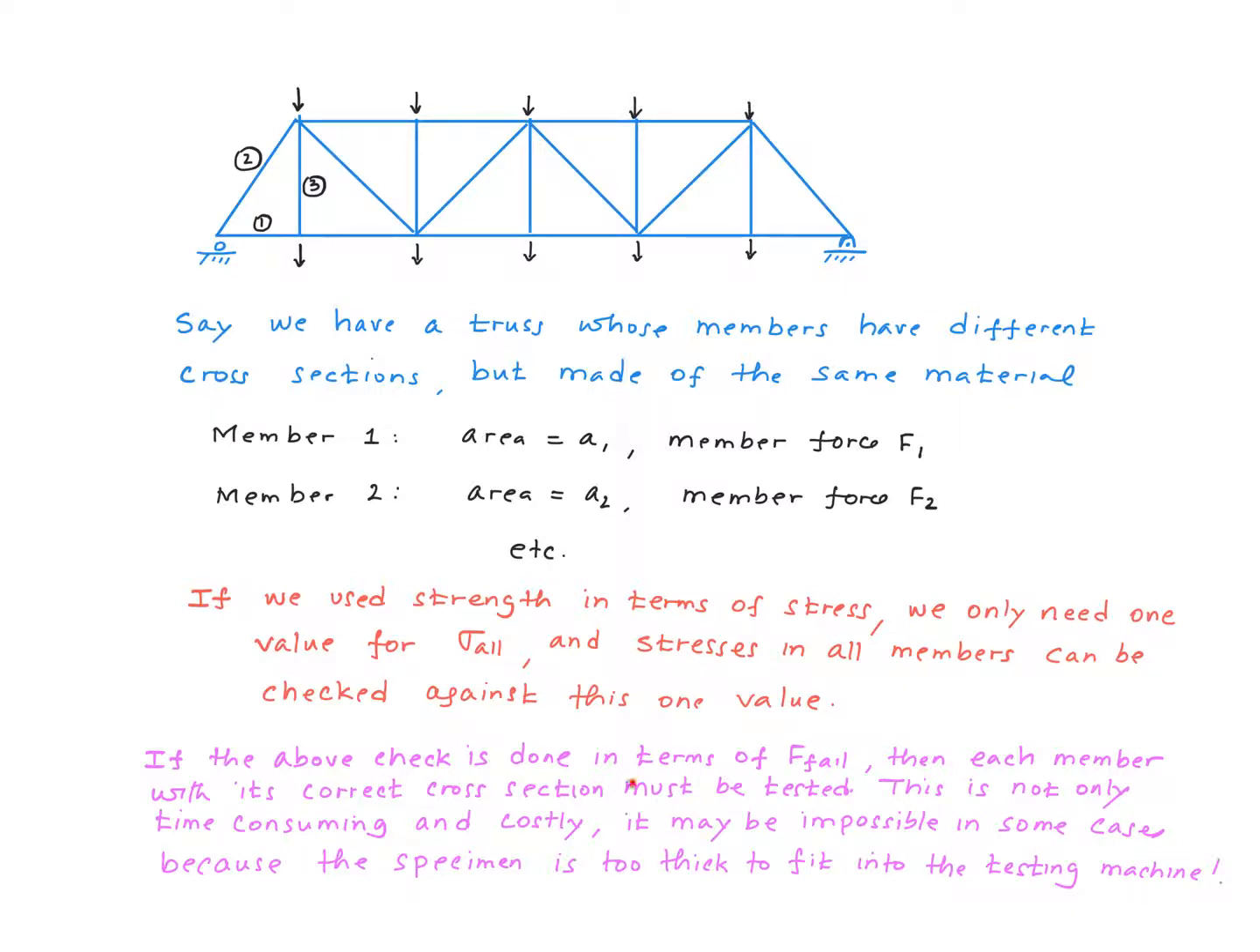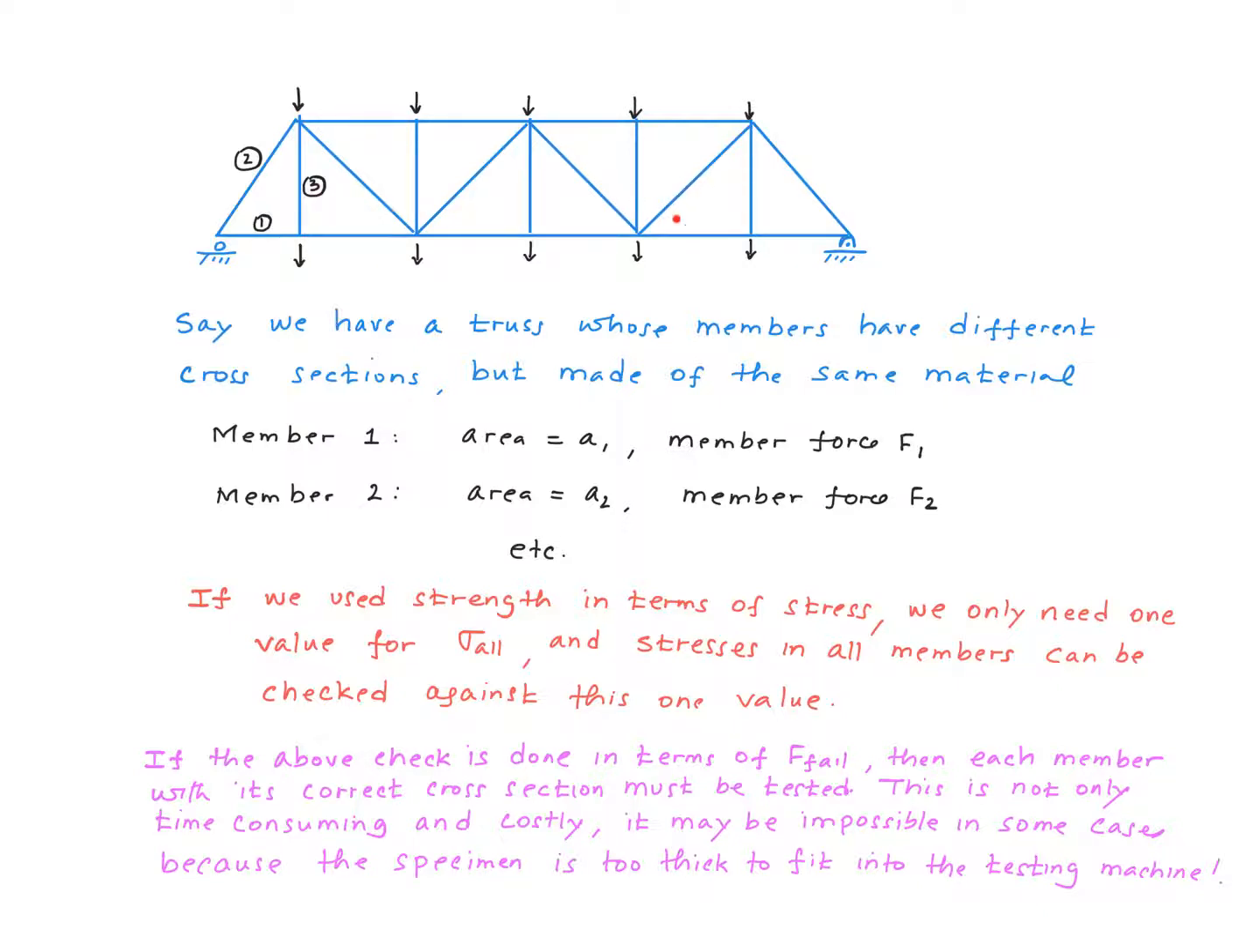On the other hand, if the above check is done in terms of F failure, in other words, the failure value of the force instead of the stress, then each member with its correct cross-section must be tested, right? How would I know the failure value of the force in member number 1 unless I tested it with that cross-section? And similarly, I would not know the failure value of the force in member number 2 unless I tested it with that particular cross-section, A2. In other words, to do this failure check, you have to test as many specimens as the number of members in this truss. Obviously, this is very costly, so we don't do that.